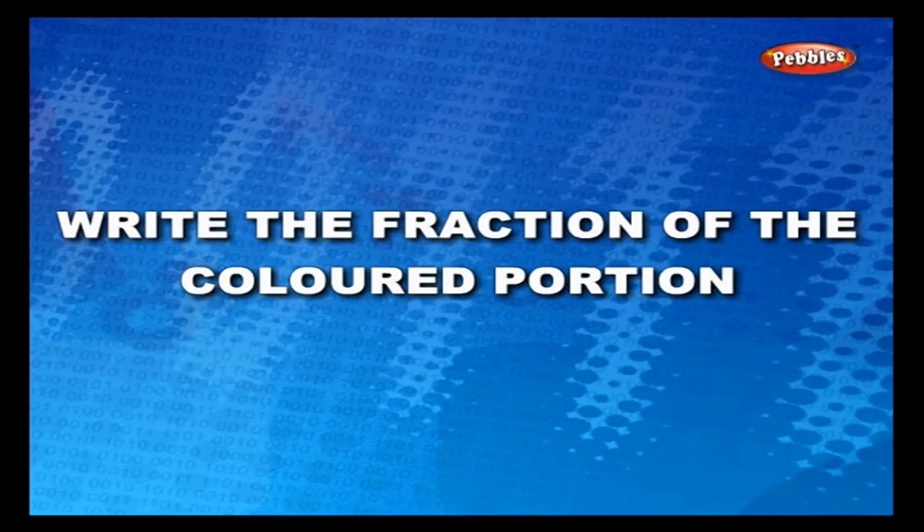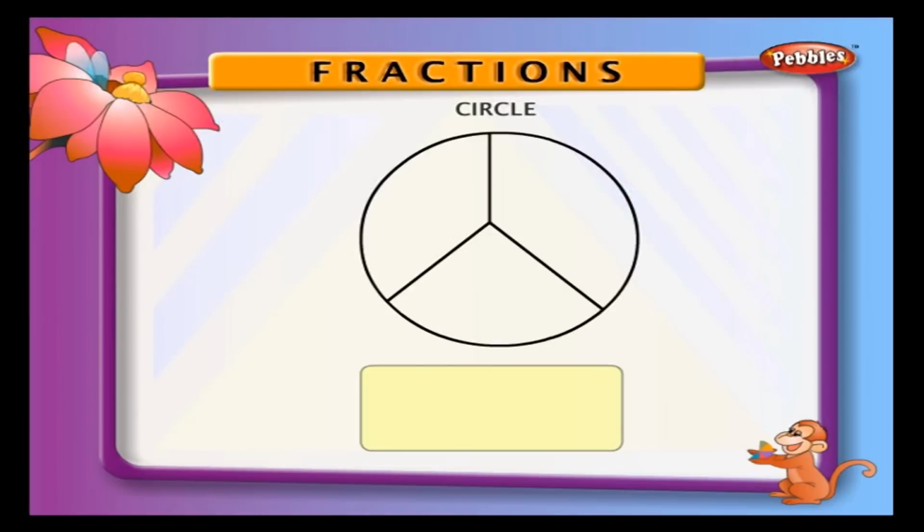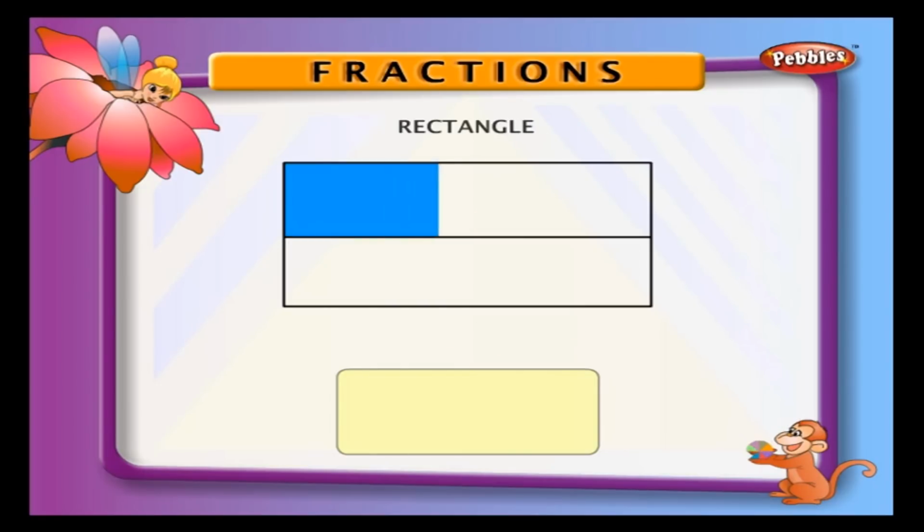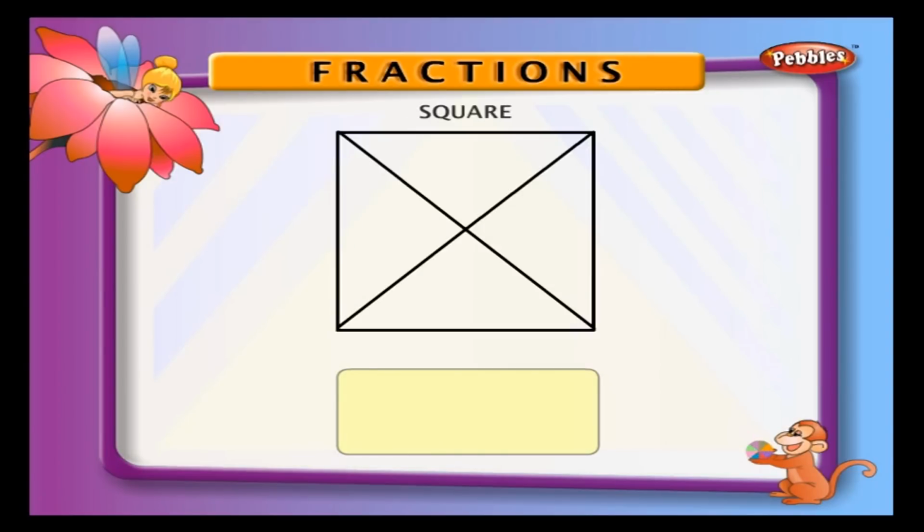Write the fraction of the colored portion. In this circle, 1/3 of its portion is colored. So, we write it as 1/3 or 1 by 3. In this rectangle, half of the portion is colored. We write it as half or 1 by 2. In this square, 1 of the 4 parts is colored. We write it as 1/4 or 1 by 4.